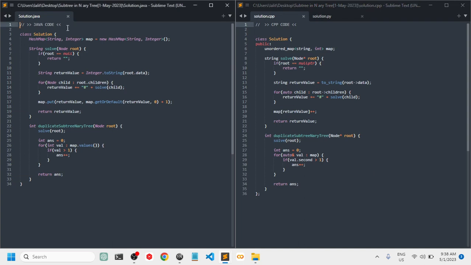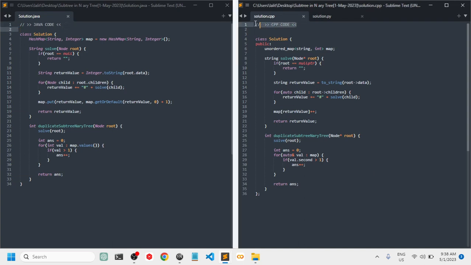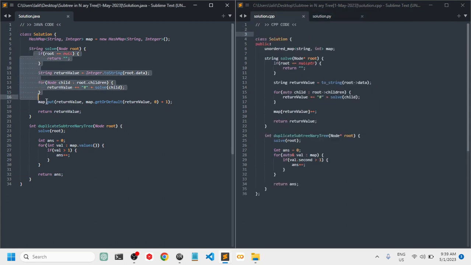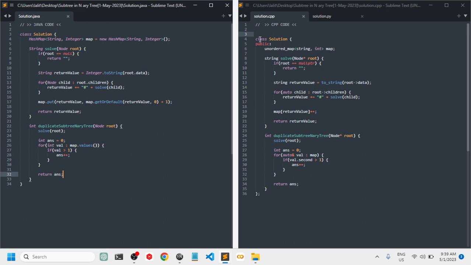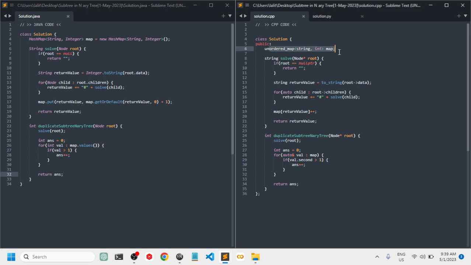Here is the implementation in Java, and on the right hand side I have the implementation in C++ and Python. You can see that for Java I have a solve function, which is the same as the one I have explained, but with a map that I have made as a Java HashMap. After that I'm iterating over all the values, and checking one condition: if the value is greater than 1, in that case add it to the answer. What about the C++ code? I have used an unordered map, and written the same solve function, and I'm calling the solve function and doing the same thing.